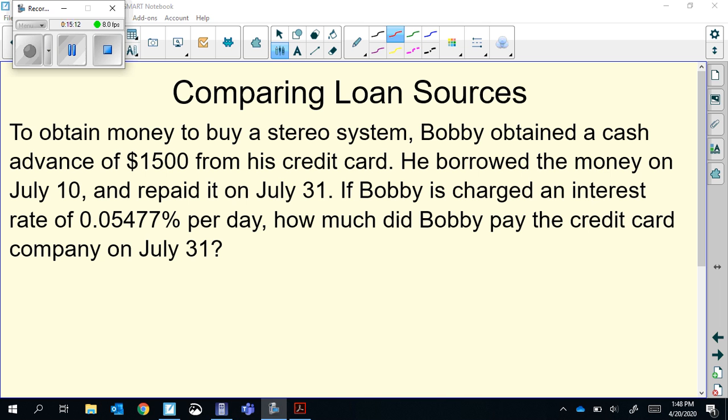All right, now we're going to compare some loans. Bobby got a cash advance of $1,500 from his credit card. He borrowed the money on July 10th and paid it back on July 31st. Bobby is charged an interest rate of 0.05477% per day. How much should Bobby pay the credit card company on July 31st?